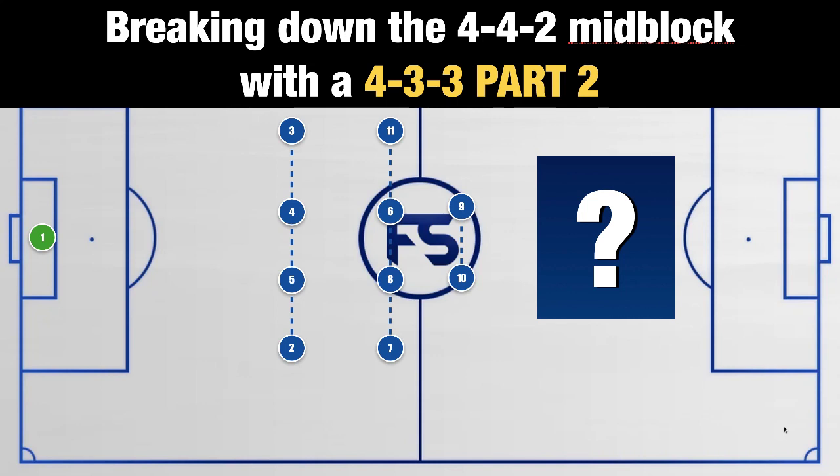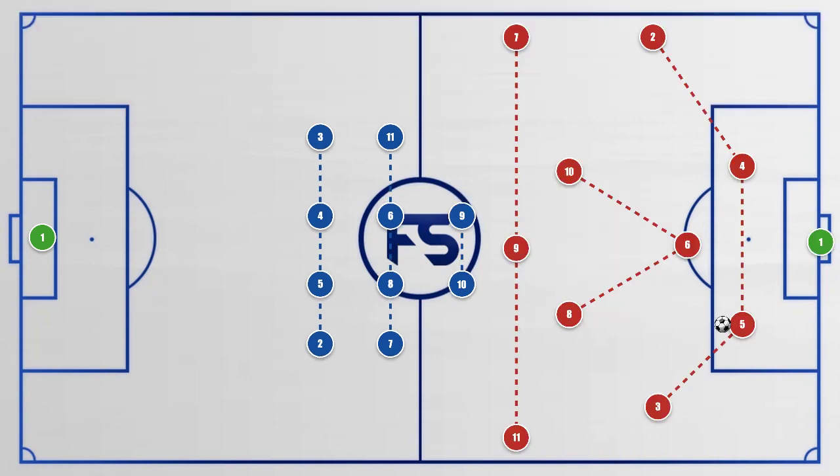It's part 2 of breaking down the 4-4-2 mid-block with a 4-3-3. We're going to look at how the 4-3-3 was breaking down the 4-4-2 mid-block and what the 4-4-2 can do to neutralise these aspects which the 4-3-3 was doing. Oof, that's a bit of a tongue twister. Let's get into it before I get even more confused.